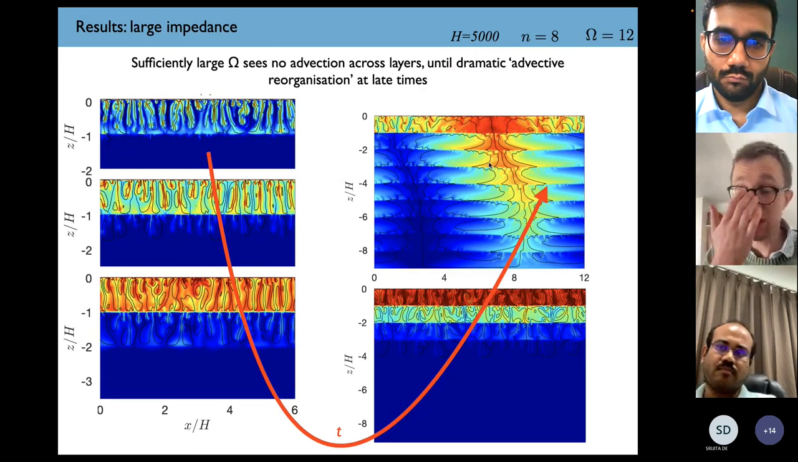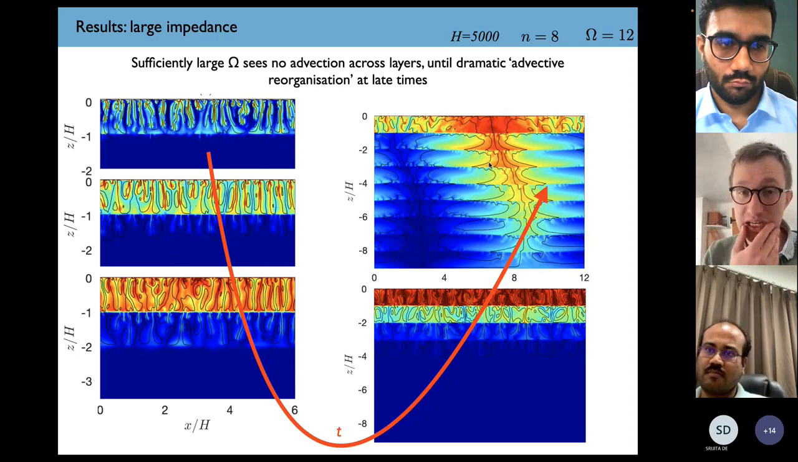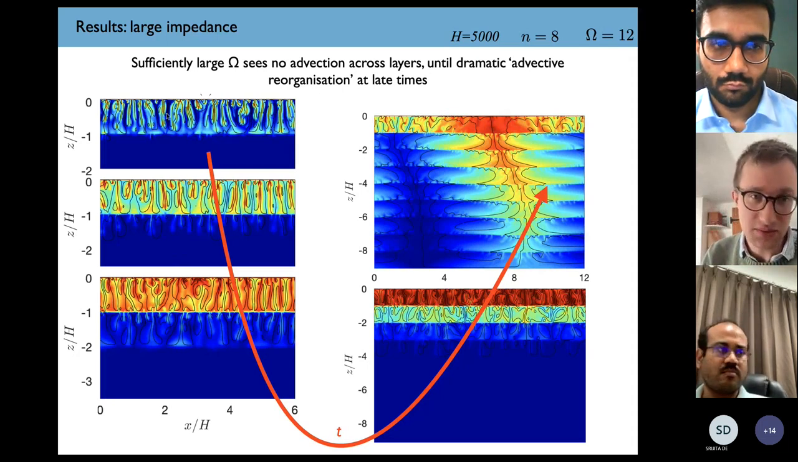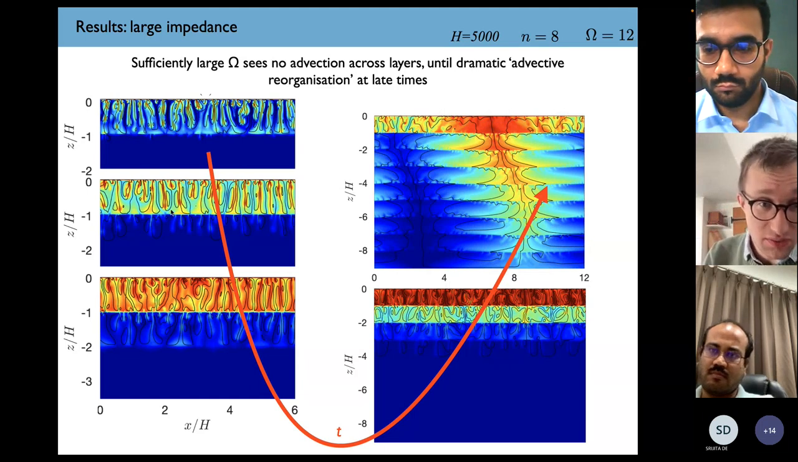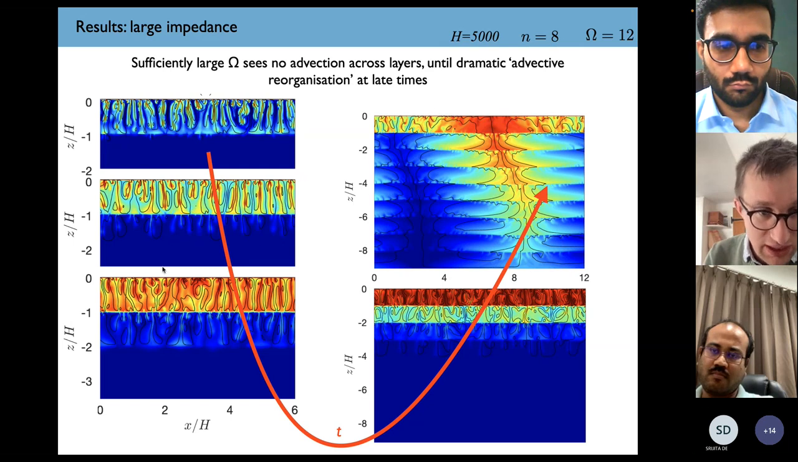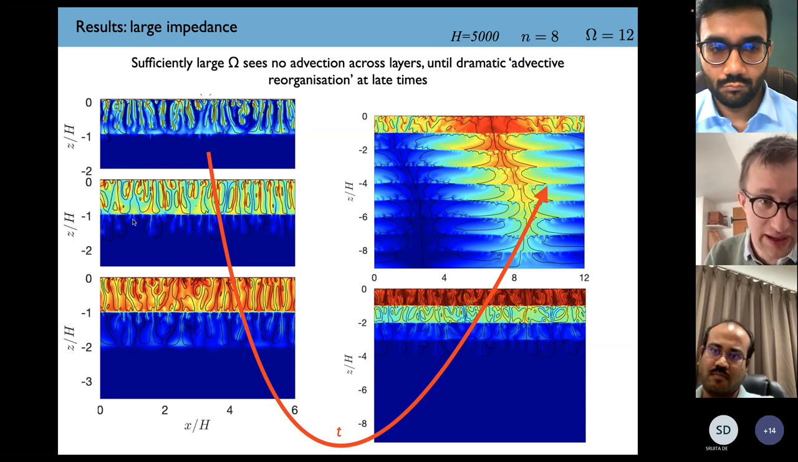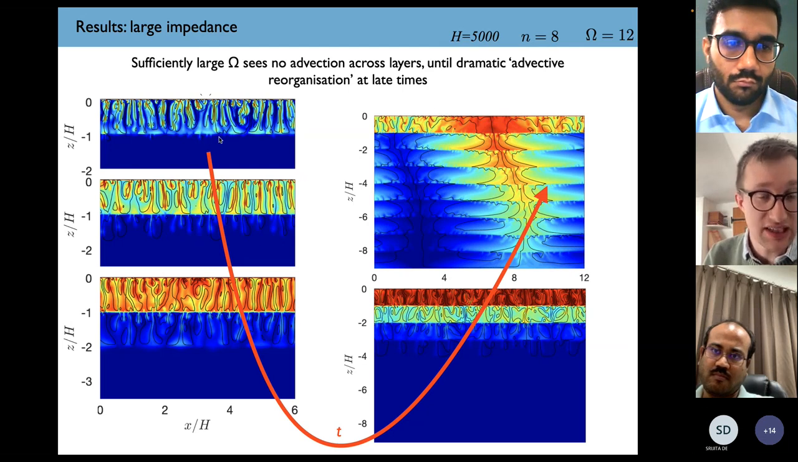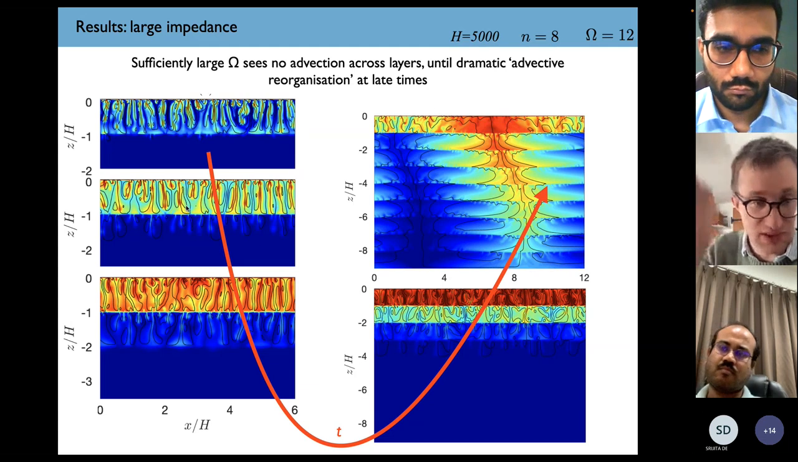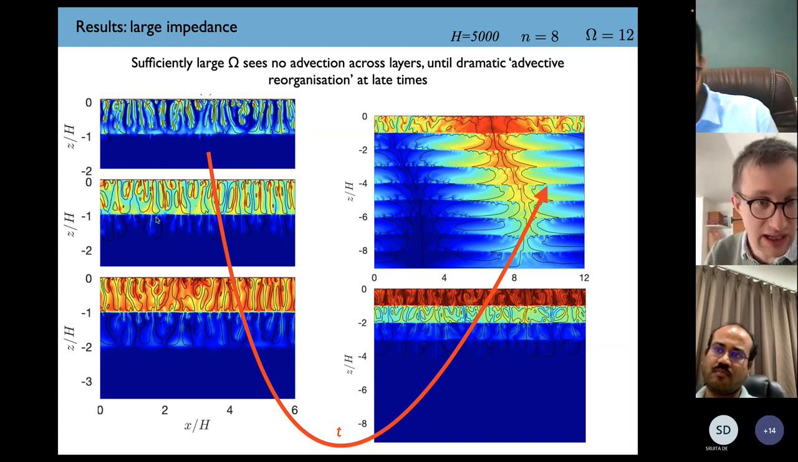If you go to a very large value of impedance, so now it's really difficult to get across the layers, you see that they have a big impact. So here they hit the first layer and they don't go across it. Remember, the black lines here are streamlines. If you look at the streamlines carefully, you see that none of them are actually crossing the layer. So they hit it and they start to build up density above the layer. There's no transport of material across the layer.